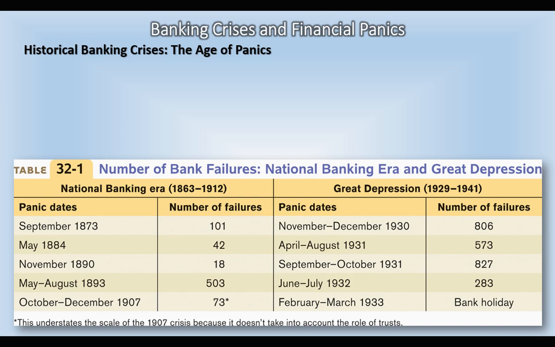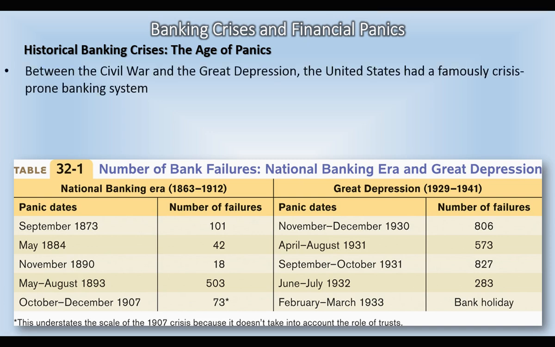And then looking at the Great Depression era, 1929 to 1941. So November to December of 1930, you had 806 bank failures. April to August of 1931, 573. September to October 1931, 827. June to July of 1932, 283. And February to March of 1933, FDR declared a bank holiday to stop the bank runs that were occurring, to try to curtail that contagion effect.